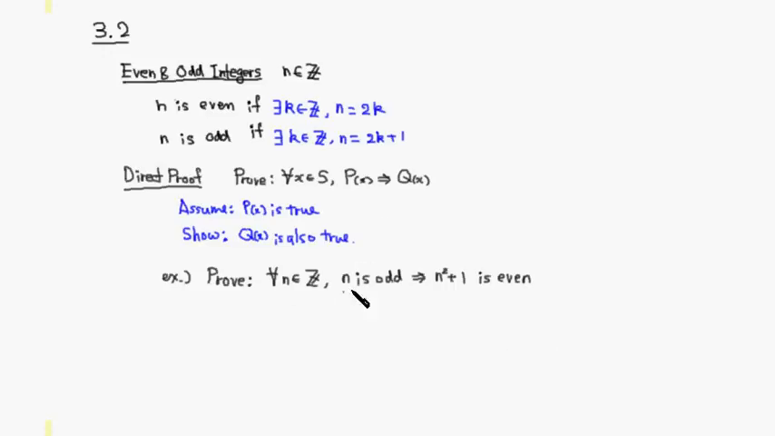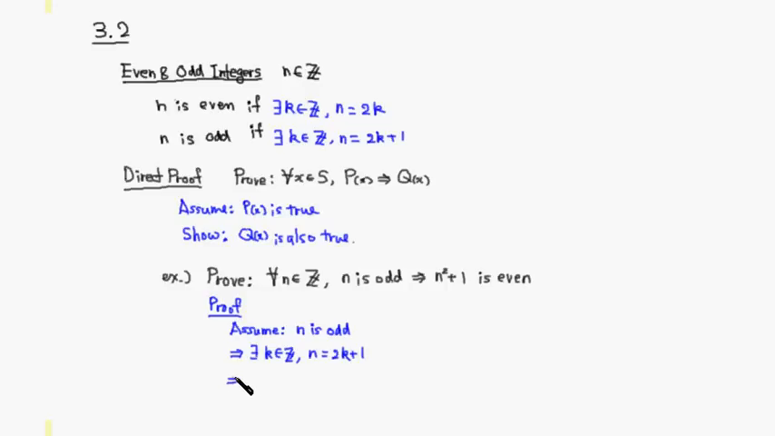So let's look at an example. We want to prove that when an integer n is odd, then n squared plus 1 is even. So let's prove that. Here's how we would write the proof. This is a direct proof. Assume that n is odd. Then by definition, we know that there exists some integer k such that n can be written as 2k plus 1.